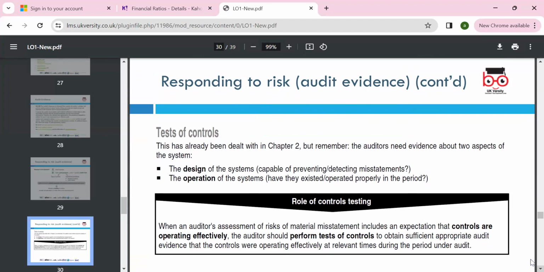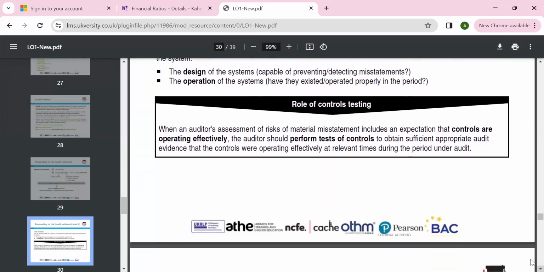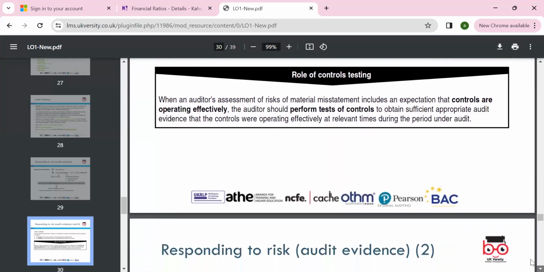This has already been dealt with in chapter 2, which we can look around in. So guys, it's quite good if you want to set up an account on Open Tuition and look around F8, which is the exam on audit and assurance, and the design of the system and operation of the system. The role of controls testing and a detailed assessment of the risk of material misstatement includes expectation and conclusion on operating effectiveness, and the auditor should perform tests of control to gain sufficient evidence, which we can look at.